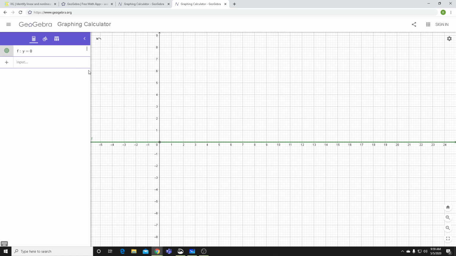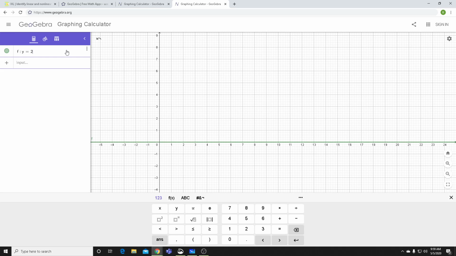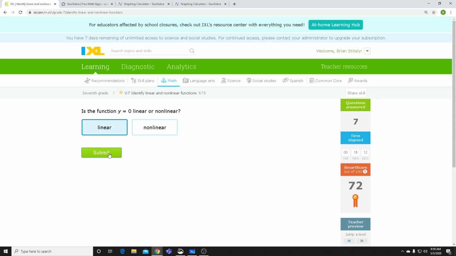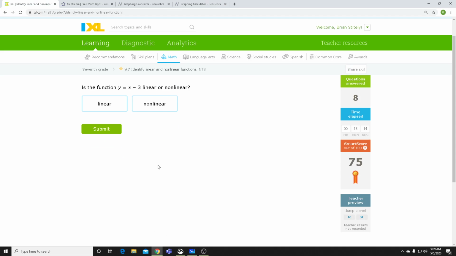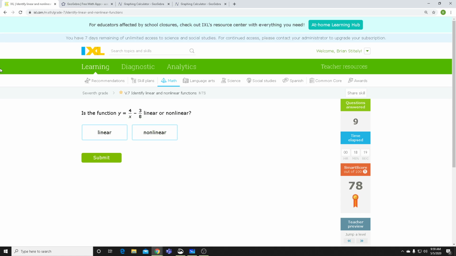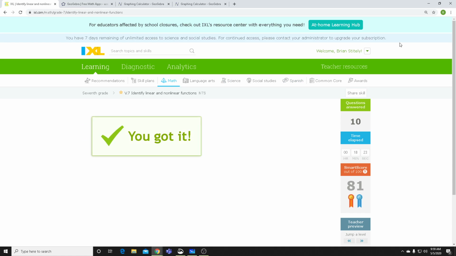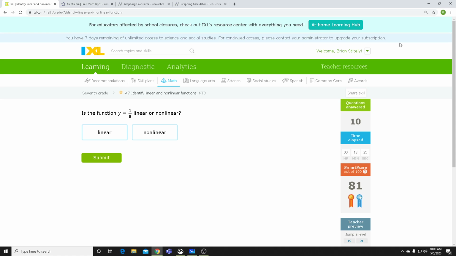Remember, y is equal to 2. This is all the points on our coordinate plane where y is equal to 2. So this would be linear. X is in a weird spot, nonlinear. So you should get the idea at this point.